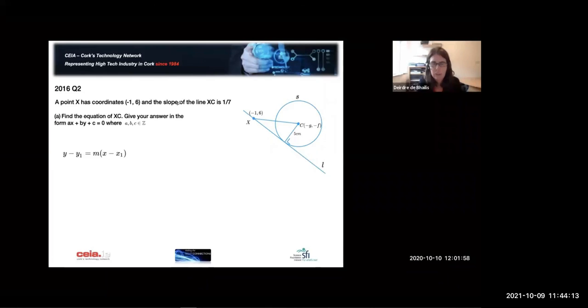Okay, if we want the equation of a line, we go to the general equation of a line and we take a look and see what information we need to get that. Well, we need the slope and we need 1 point on the line. Have we got that? There is our X and there's our slope. So this should be fairly straightforward. We're going to populate x1 and y1 with -1 and 6, and we're going to populate m with 1/7.